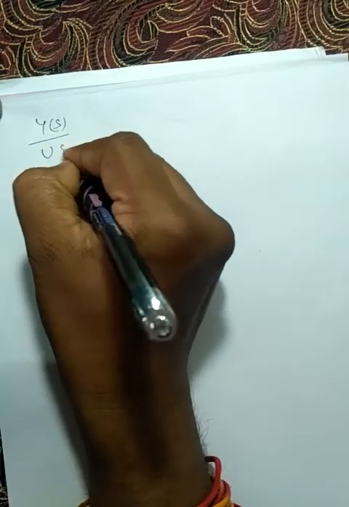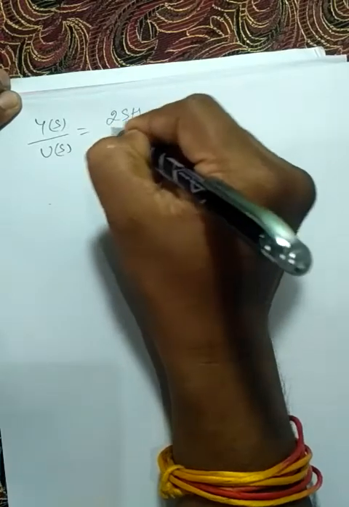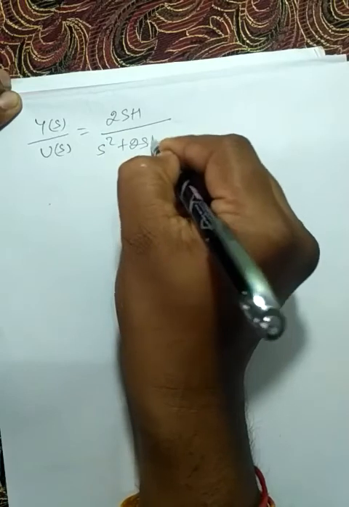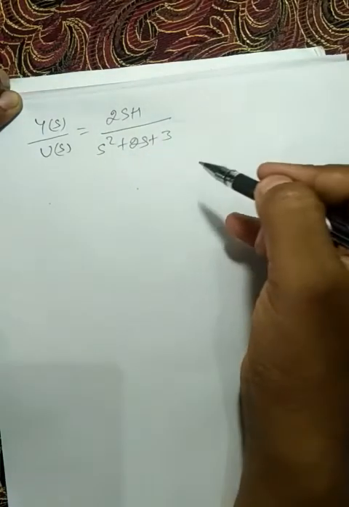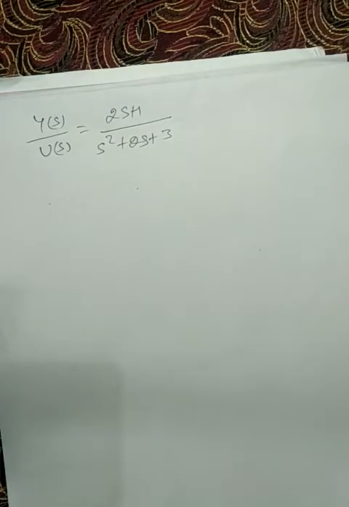In the next question, we have Y(s)/U(s) equal to (2s plus 1) divided by (s squared plus 2s plus 3). And we have to find out the state model for this transfer function.